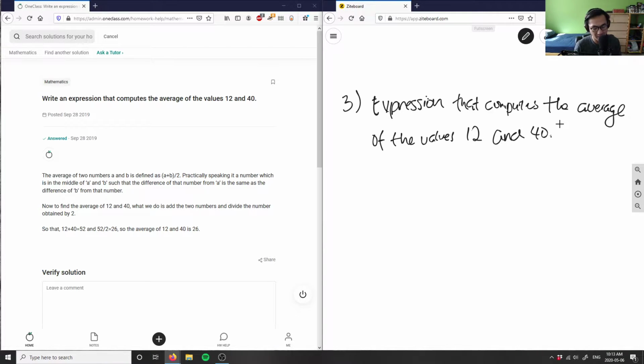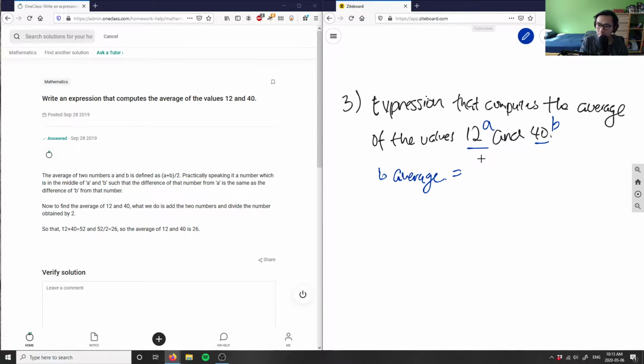So if I'm talking about the expression that computes the average from the values 12 and 40, what I have to do is think about what the definition of an average is. An average is simply equal to the sum of all your numbers. In this case, we have two numbers here, 12 and 40, right? We can write this as maybe an x term and a y term. Or actually, to be in line with the solution, we're going to say this here is the a term, and this here is the b term. So it's the sum of all terms.